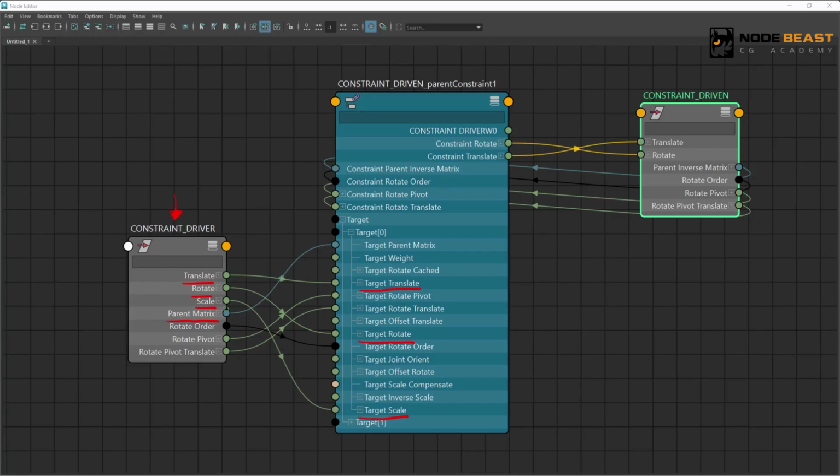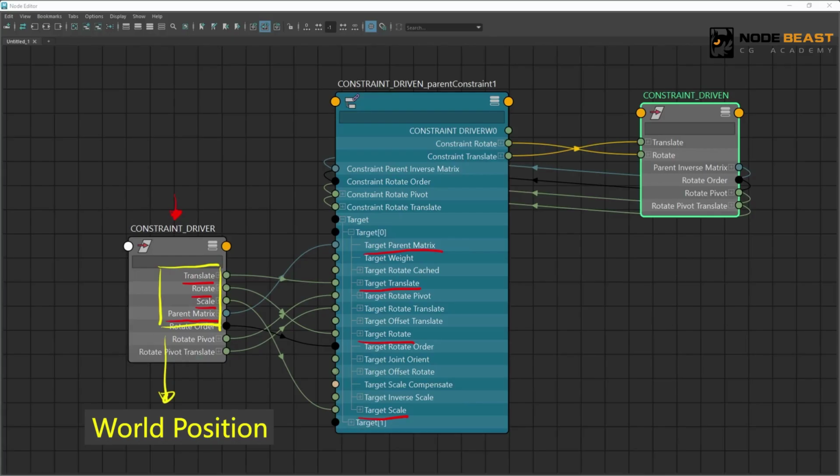It represents the absolute world position of our driver's parent object. So it's connected to this target parent matrix attribute here. So we know that translate, rotate, and scale are the object's local position to its parent. We add that to our parent object's own world position, which is our parent matrix. When we add all of these together, we get our driver object's world position. Then this world position is used as an input and is connected to the parent constraint node to be calculated.